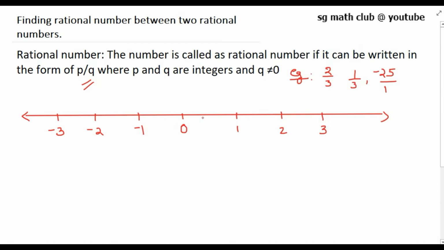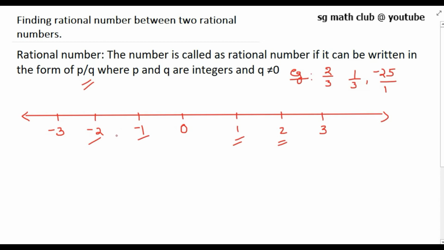Now, can you find a natural number between two natural numbers? For example, 1 is a natural number, 2 is a natural number. Can you find any other natural number between 1 and 2? There is no natural number between 1 and 2, isn't it? Same way, can you find an integer between minus 1 and minus 2? Is there any other integer? There is no integer that lies between minus 1 and minus 2.